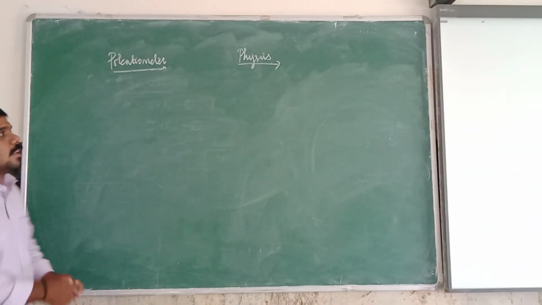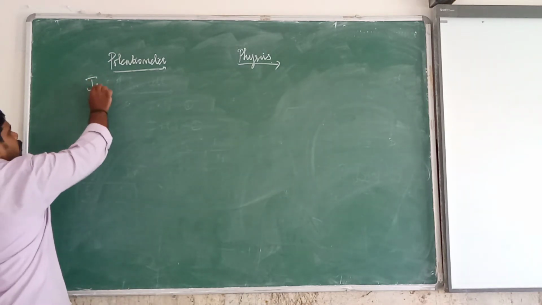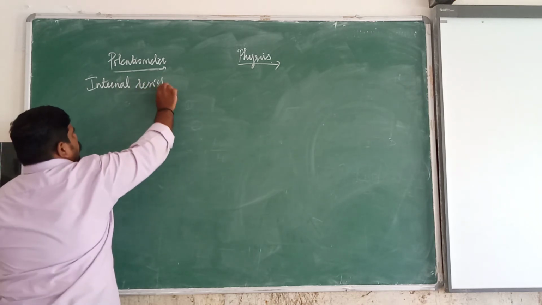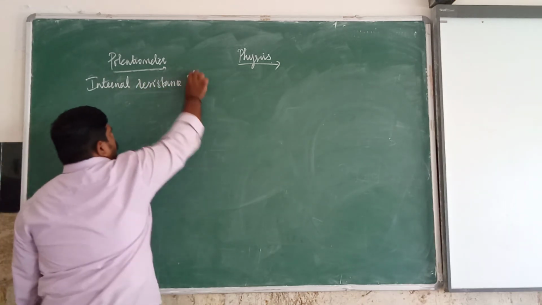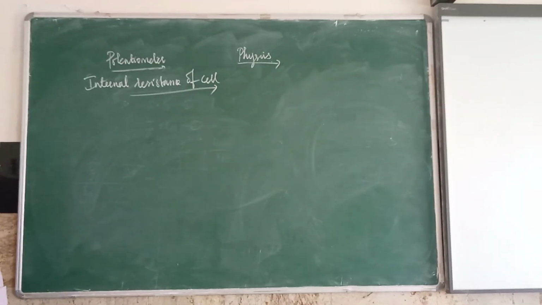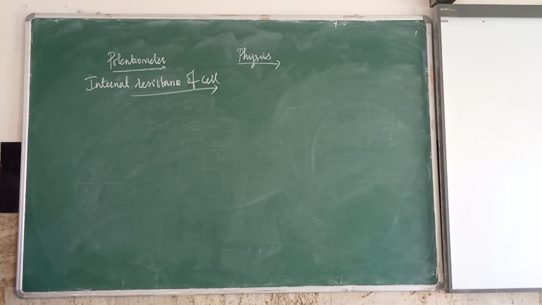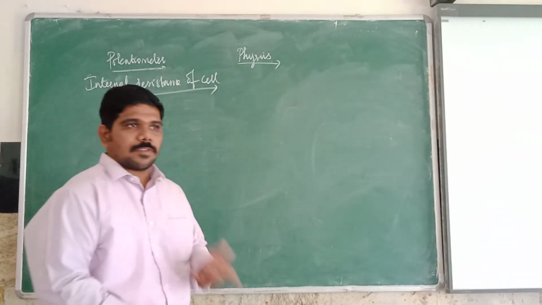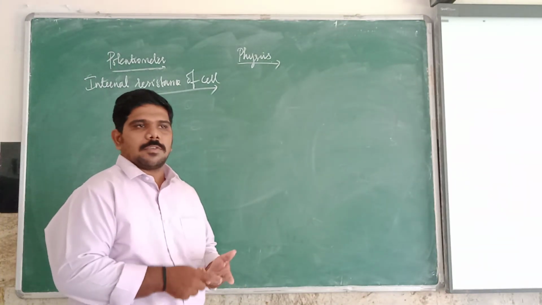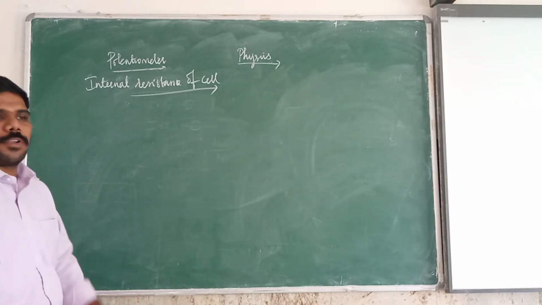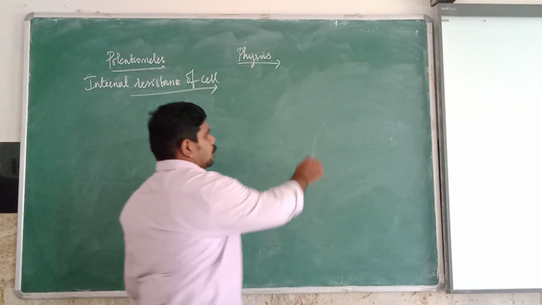Internal resistance of a cell using potentiometer. What is that? The internal resistance of a cell using potentiometer. Okay. Already we learned internal resistance of a cell using voltmeter. That will be one of the important questions. This will be another important question: internal resistance of a cell using potentiometer. Okay. Here.